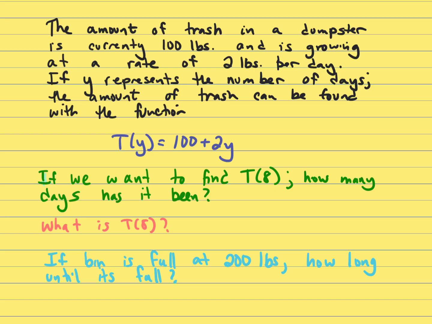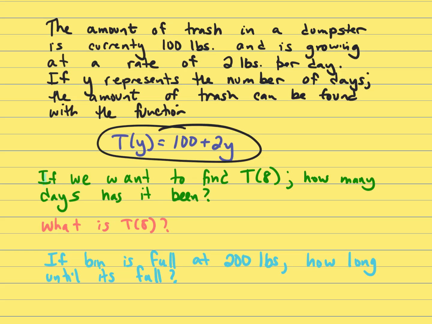So this question says the amount of trash in a dumpster is currently 100 pounds, and it is growing at a rate of 2 pounds per day. If y represents the number of days, the amount of trash can be found with this function. So we have this function with the amount of trash, t, after so many days, y, is equal to 100 plus 2y. So this is something you're always given. You don't have to make these up.